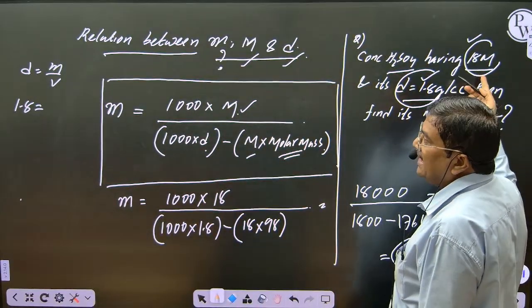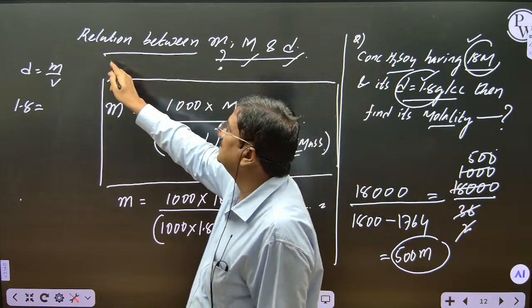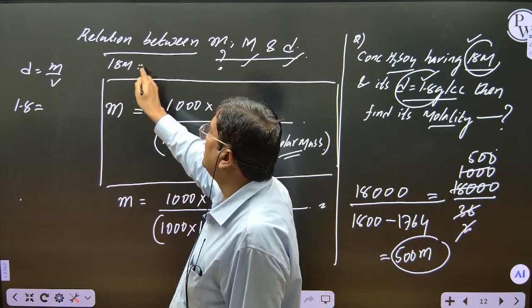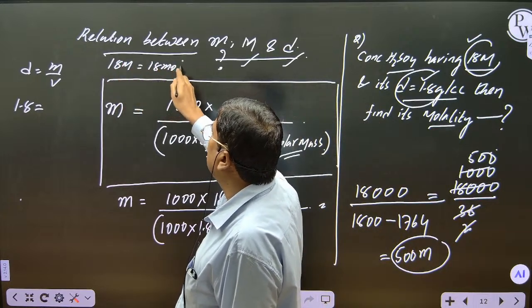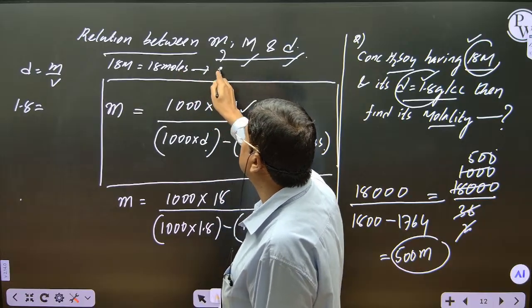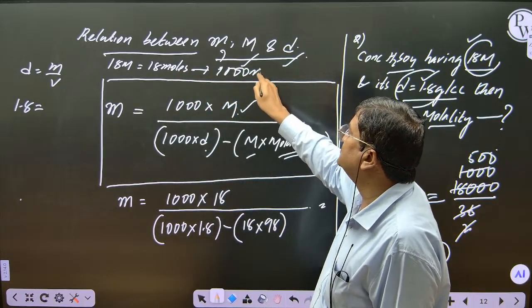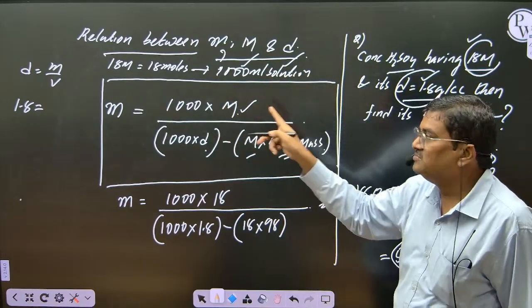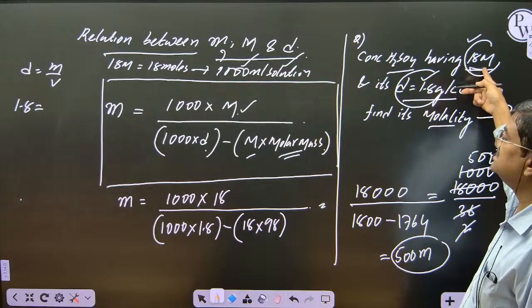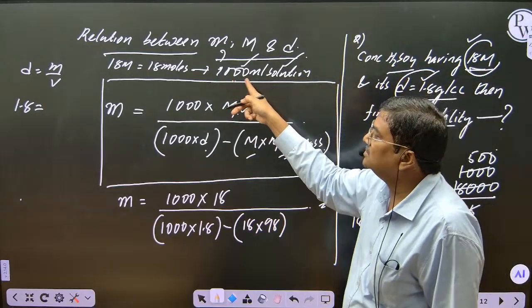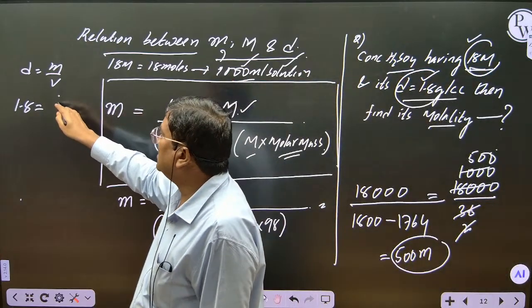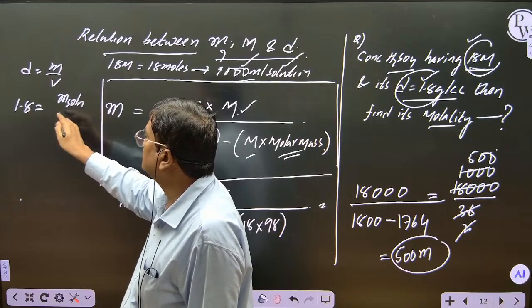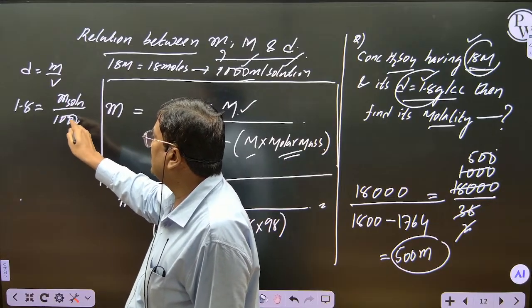Do we know the mass of the solution here? The mass of solution, 18. What does 18 molar mean? 18 molar means 18 moles is present in how many ml of solution, students? 1000 ml of solution. Do you agree, all of you following what I am saying? 18 molar means these 18 moles are present in 1000 cc, no? So what we are finding is the mass of the solution. This is 1000. Getting the idea?